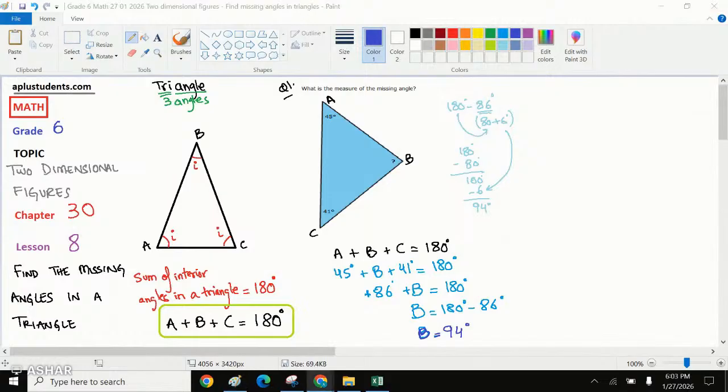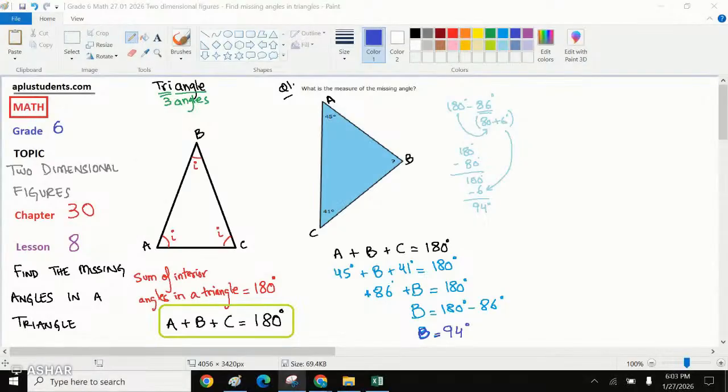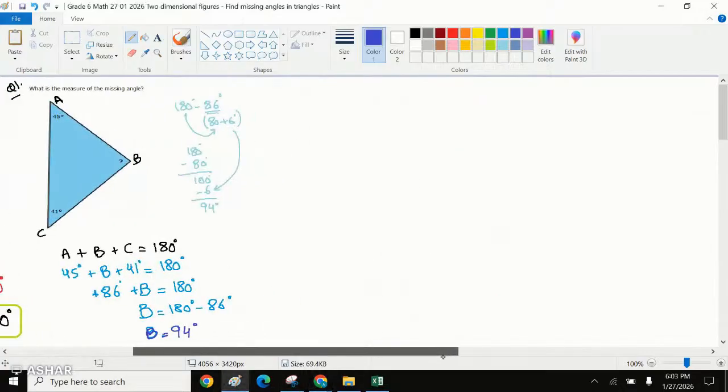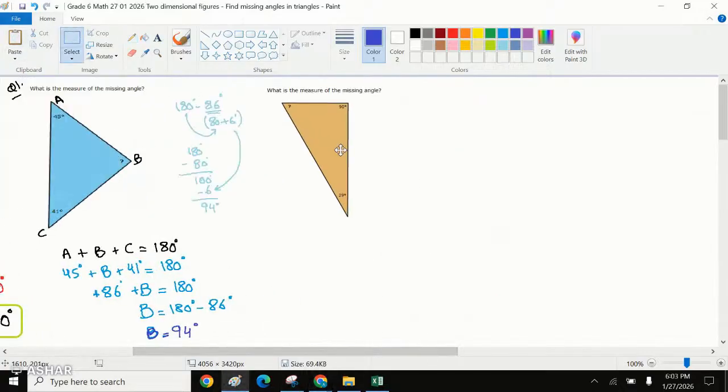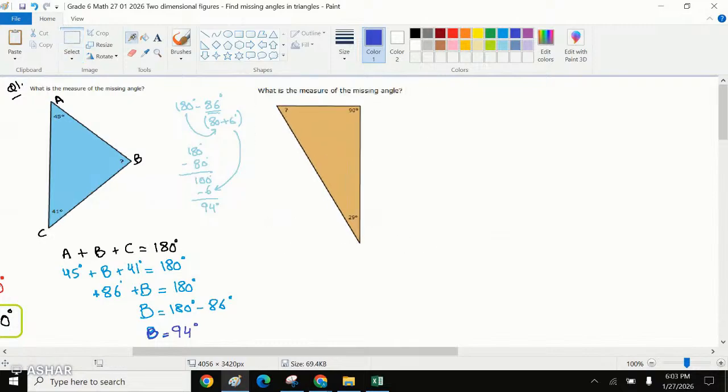So let's move on to the next question. Let's see what we have over here. What is the measure of the missing angle? Okay, I'll try to make this question a little tricky for ourselves. In question number 2, we are given this question. Okay, we need to find the missing angle.